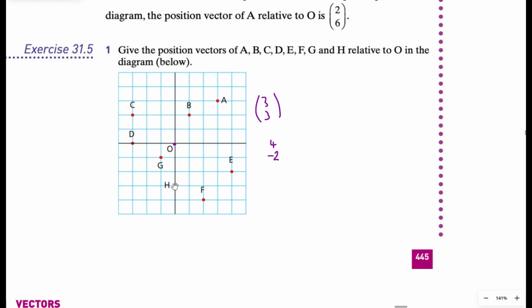On the 0, so x value does not increase, it's 0. The y value is what? 0. So this is 0 minus 3. 1, 2, 3. 0 minus 3 for OH, position vector OH. Is that okay? Position vector OH is 0 minus 3. Okay? So this is it.